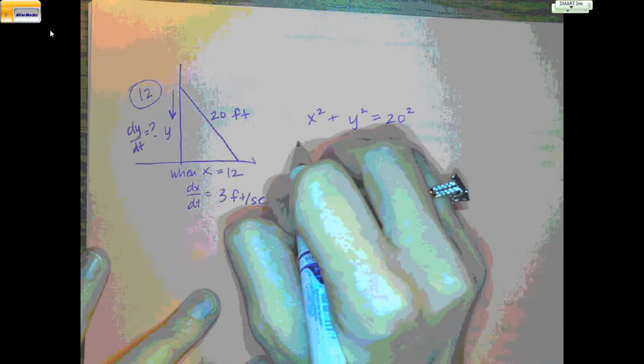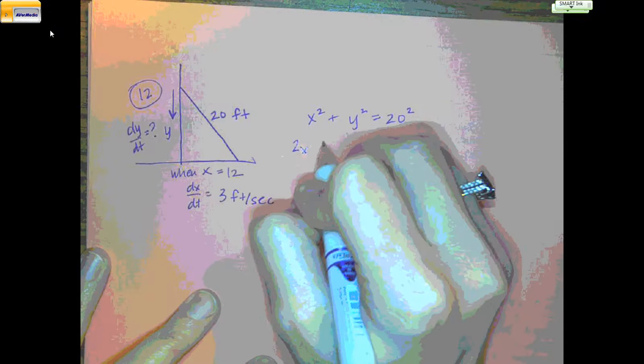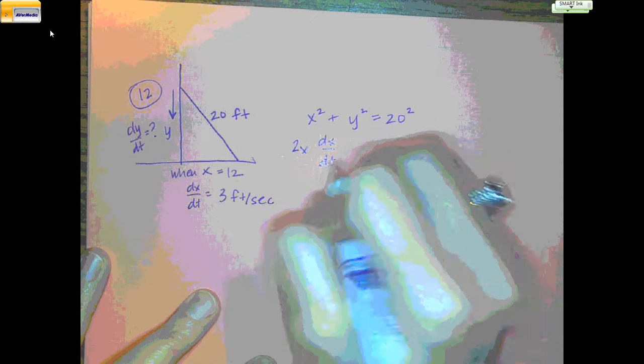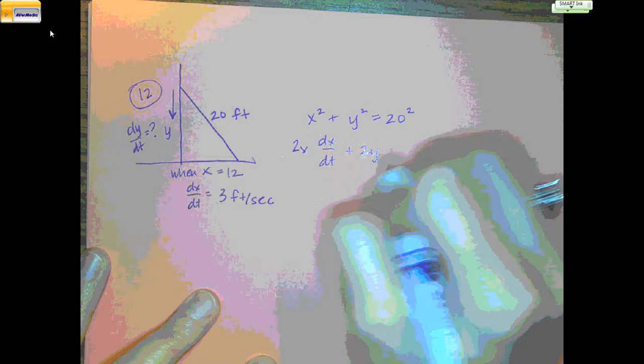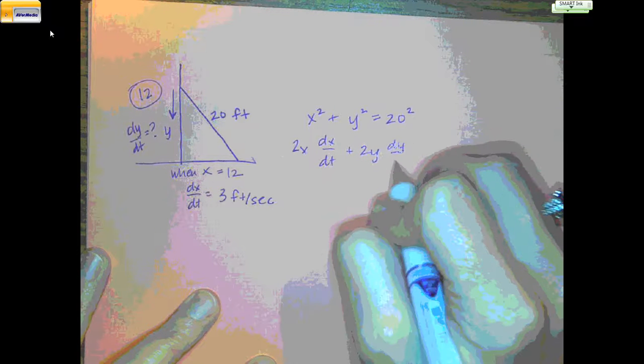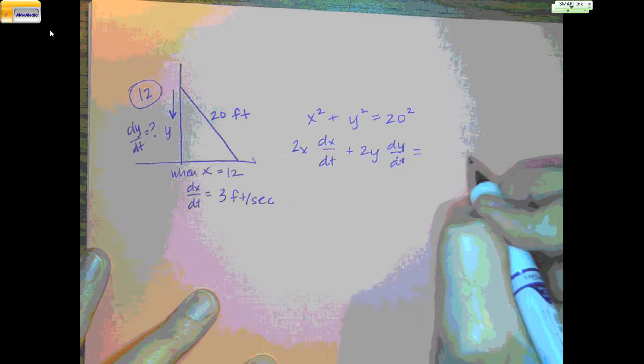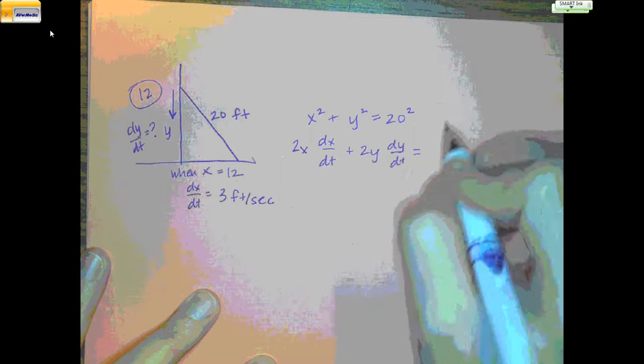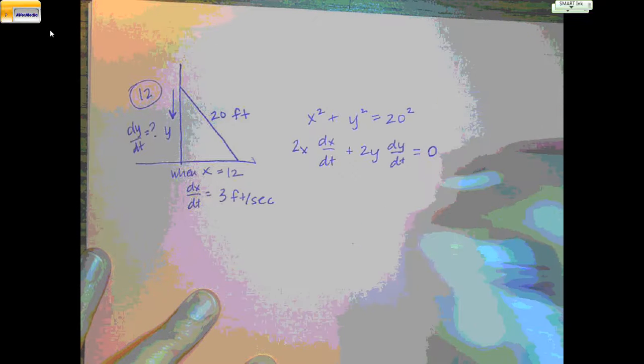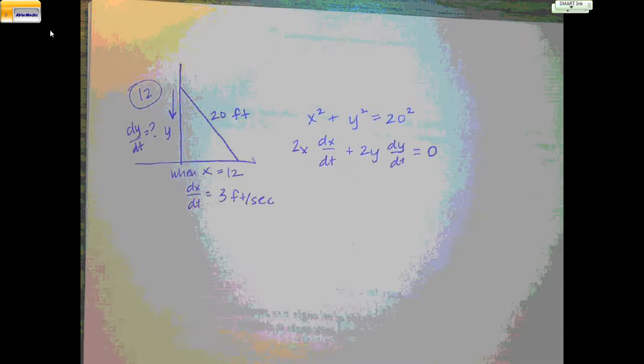So we take the derivative and we have 2x dx over dt plus 2y times dy over dt equals 400, right? 0. Thank you. 0. First hour didn't pick up on it quite so quickly. 0, because we're taking the derivative.